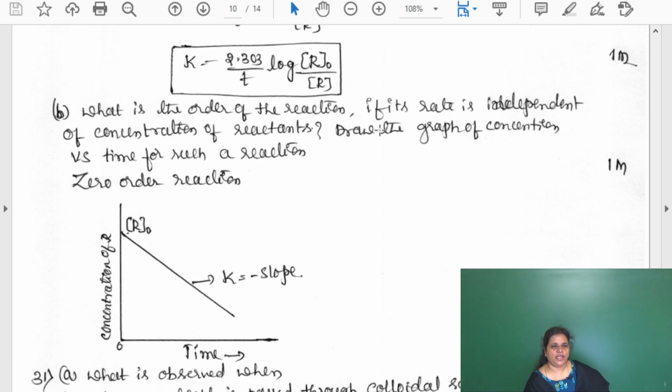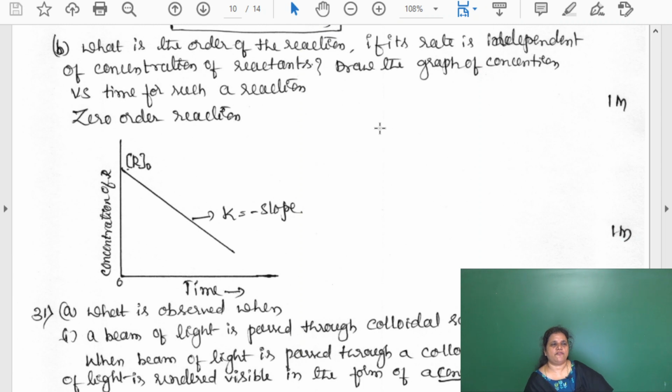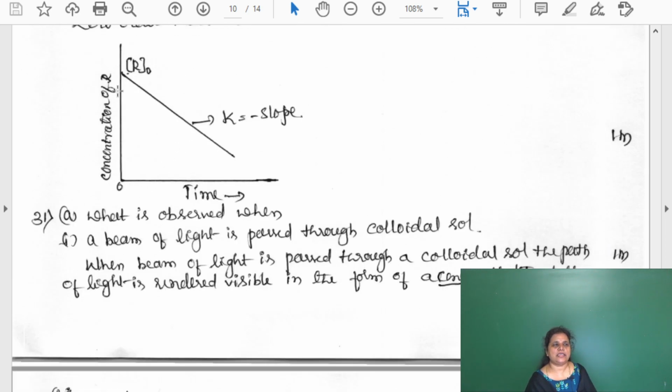What is the order of reaction if its rate is independent of concentration of reactants? Draw the graph of concentration versus time for such a reaction. So definitely when the rate is independent of concentration of the reactant, it is definitely a zero order reaction. This carries 1 mark. And draw the graph here, concentration of R versus time. So here on the x axis you take time, on the y axis you take concentration of R, and you will get a negative slope, and it is nothing but k, and the intercept gives [R] naught. So this graphical representation carries 1 mark.